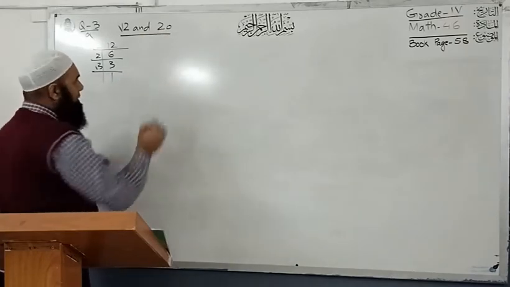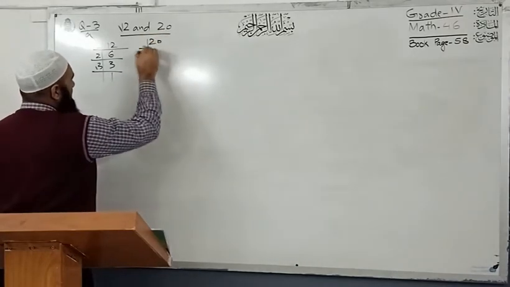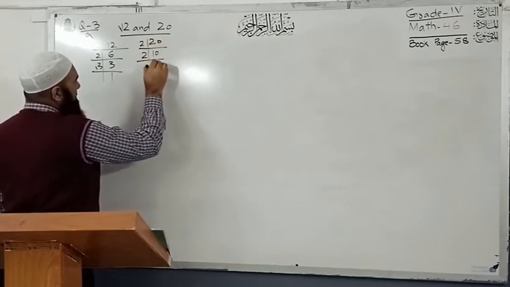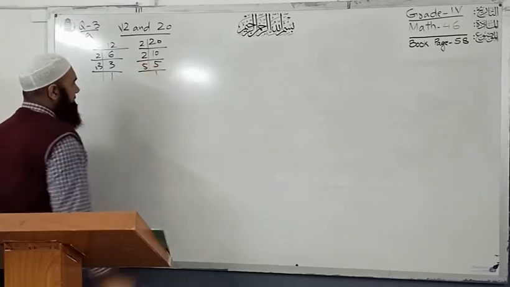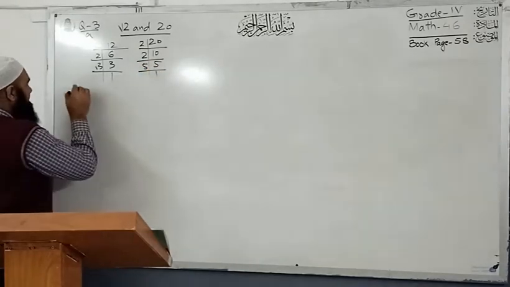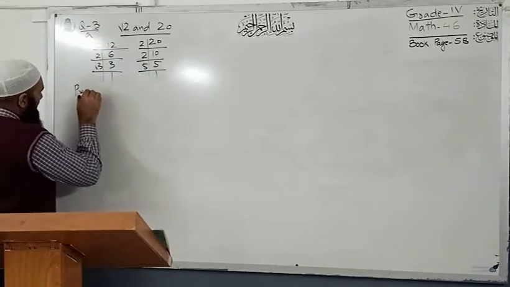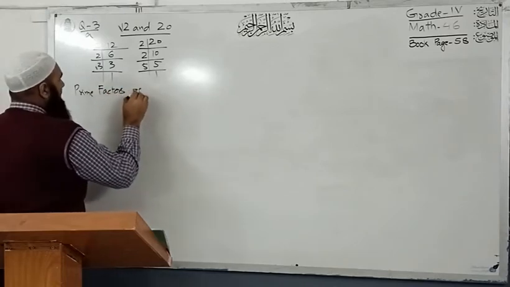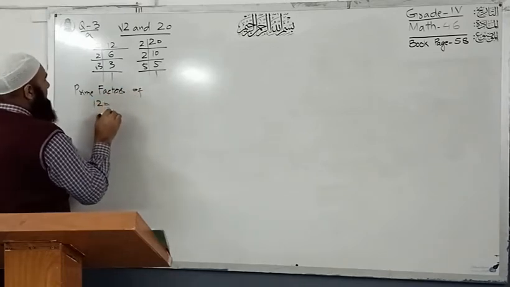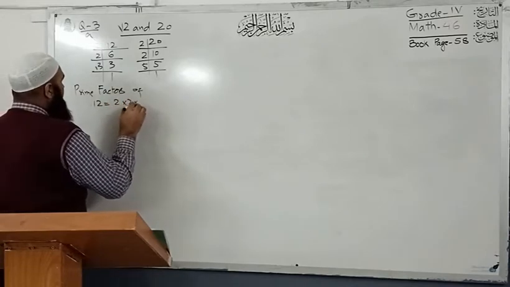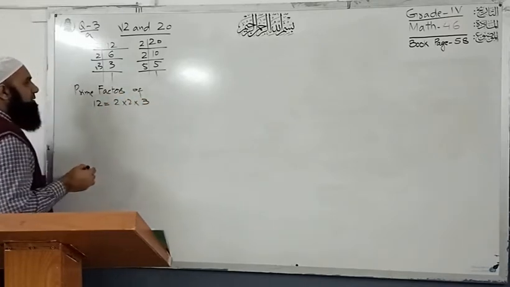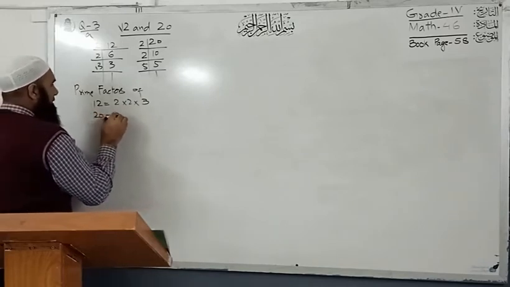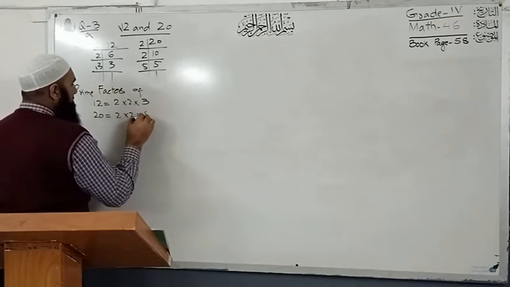Now start dividing 20 by the lowest prime numbers. 20 divided by 2 is 10, 10 divided by 2 is 5, and 5 is only divisible by 5. Now write the prime factors. Prime factors of 12 are 2 multiply 2 multiply 3. Okay? Prime factors of 20 are 2 multiply 2 multiply 5.